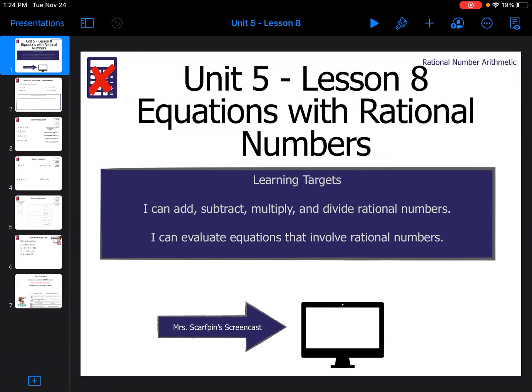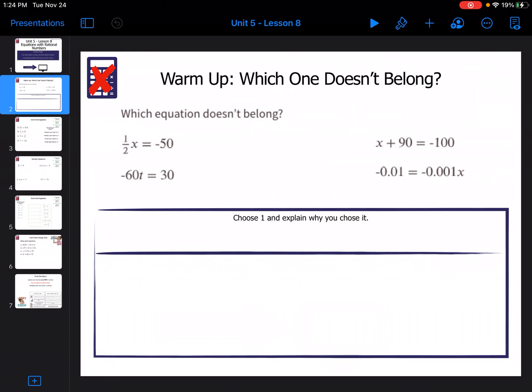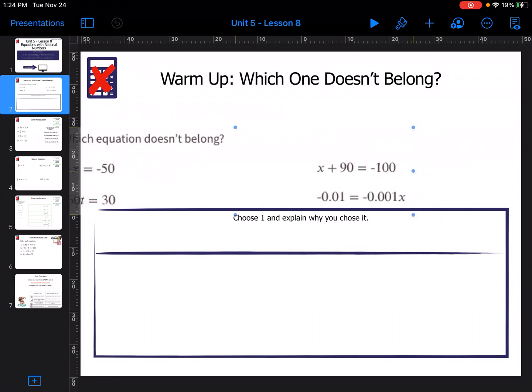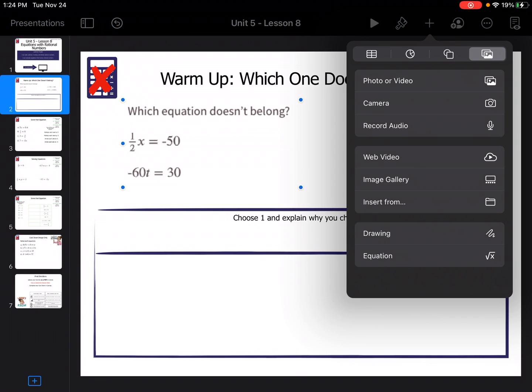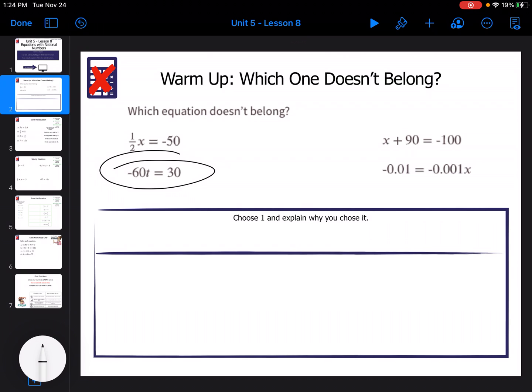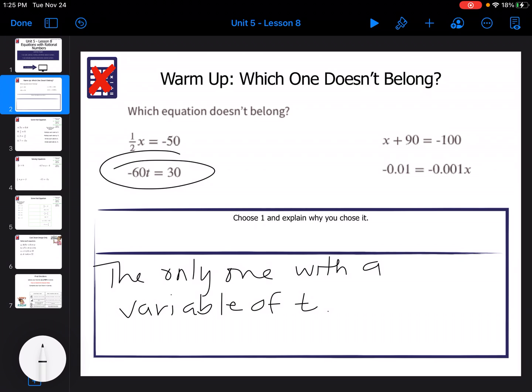All right, so let's look at the first one. Which one doesn't belong? So remember, with these, you can choose any of them that don't belong. So when I'm looking at them, I'm looking for things that jump out at me. So I automatically, drawing tool, Katie, I automatically see this one because it's the only one with a variable of t. But you could have chosen other ones.